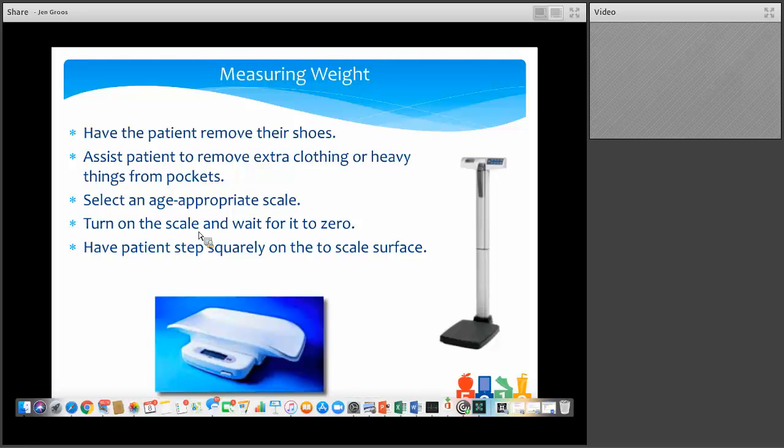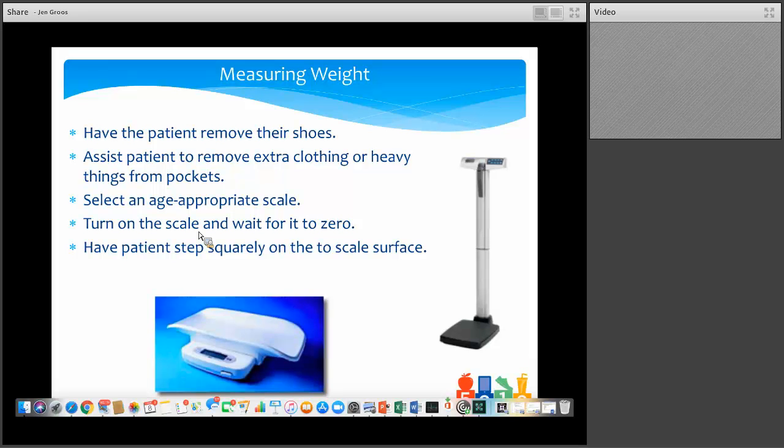All right, so let's move on to measurement of weight. When we're measuring weight, it's important that we have the patient remove their shoes. Additionally, assist the patient in removing any extra clothing or heavy things from their pocket. And I do think we mentioned before on the height measurement that it's important that we have them remove their shoes, but just to make sure, if it wasn't included, they do need to remove their shoes when they're measuring their height. And then we need to select an age-appropriate scale.